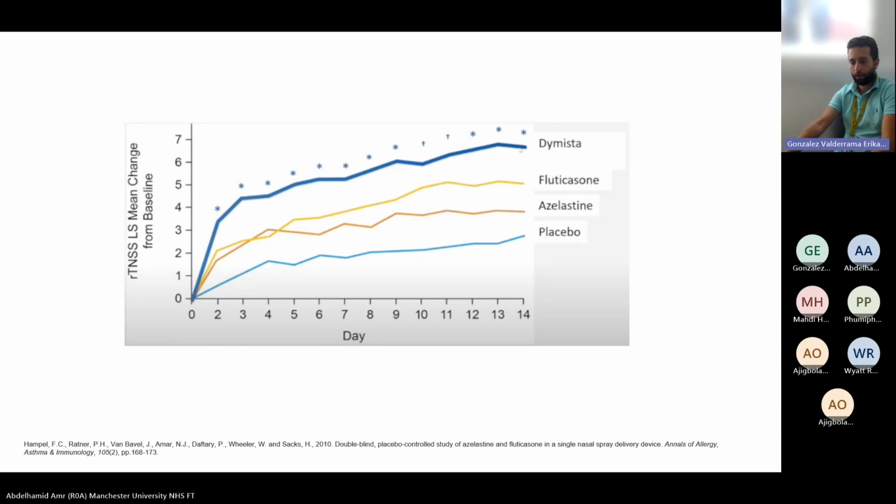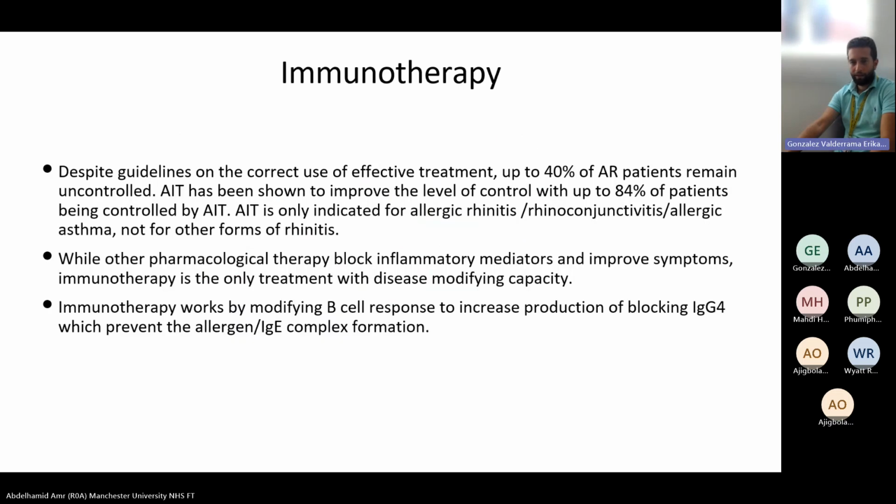So this is fluticasone, the steroid, azelastine, the antihistamine, and placebo. You can see how significant the Nista is when you combine these two together in terms of the symptoms. It's available. So if you've got someone with severe symptoms, and the GP has tried them on intranasal steroids, then you can upgrade to the Nista.